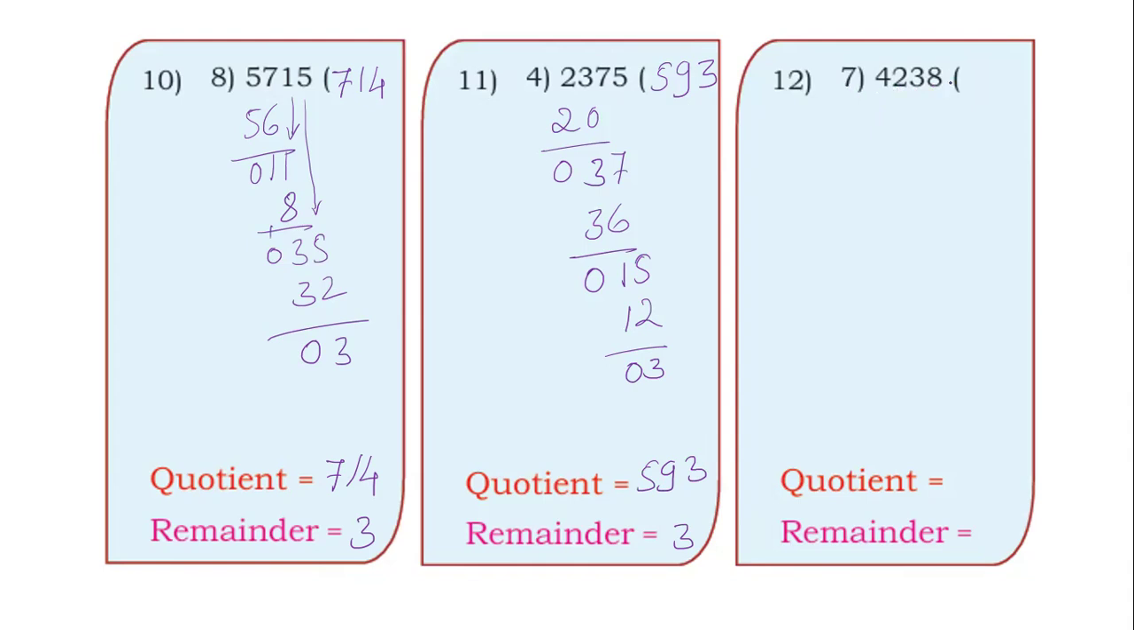4238 divided by 7. 7 6s are 42. 2 minus 2, 0. 4 minus 4, 0. Take next 3. We cannot group 3 as 7. Therefore, put 0 here. Take next number 8. It becomes 38. 7 5s are 35. 8 minus 5 is 3. 3 minus 3, 0. Quotient is 605. Remainder is 3.